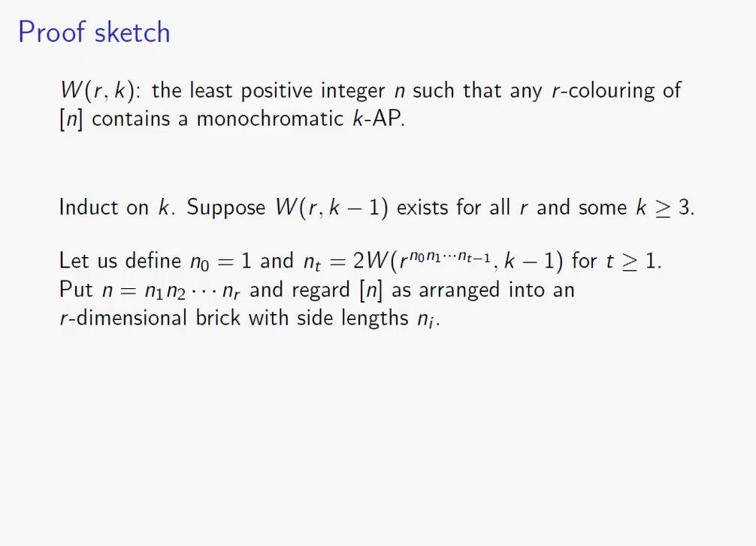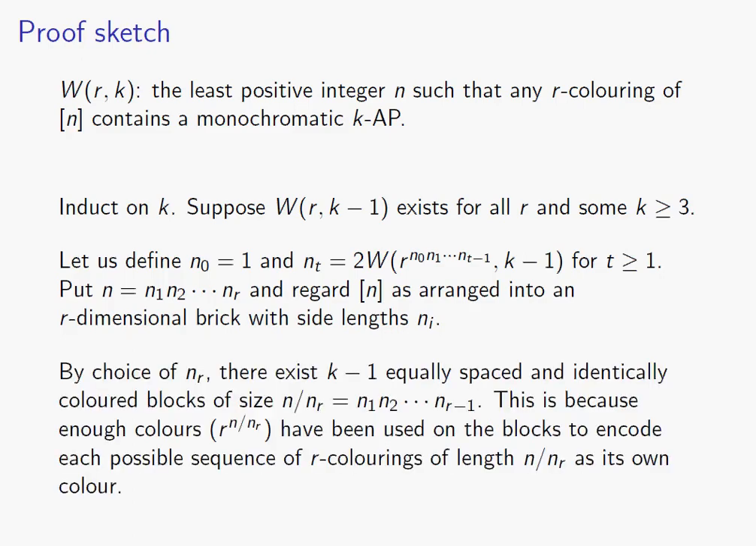Okay, we're going to let n be the product n1, n2 up to n sub r. And we're going to imagine that the set of integers from 1 to n has been arranged into an r-dimensional brick with side lengths n sub i. These are the factors of n. Now we're going to show that in the integers from 1 to n, using this brick, there is necessarily a k-AP, all of the same color.